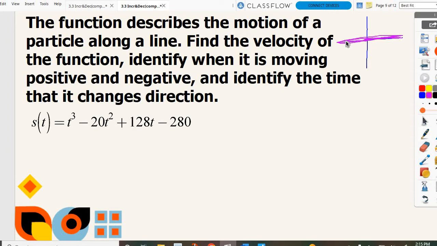Agreed? Okay, so let's find that. How do I find my velocity of my position function? Take the derivative. So what is the derivative of that? 3t squared minus 40t plus 128.